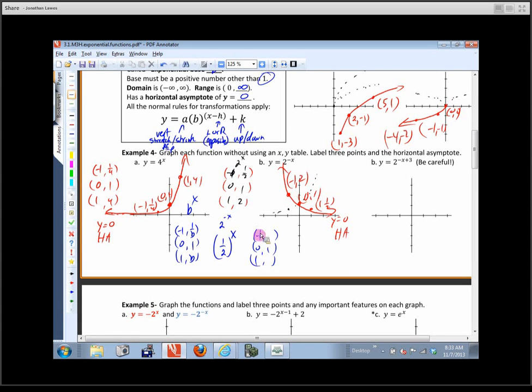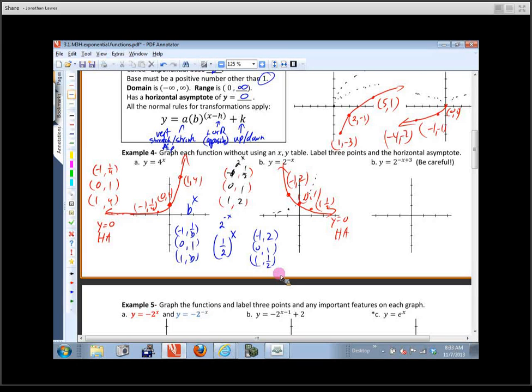If I plug in a negative, remember, it means the reciprocal of the base. What's the reciprocal of 1/2? 2. And if you plug in a 1, it's whatever the base is. Okay? Whatever the base is, you just put it right here. What's the base on this? 1/2. So it would go through the point -1, 2, 0, 1, and 1, 1/2. Okay. I like both of those approaches.